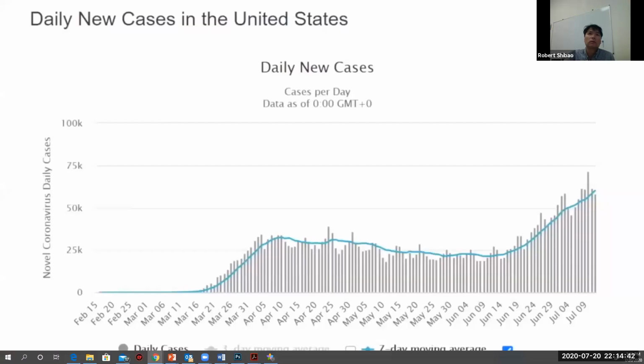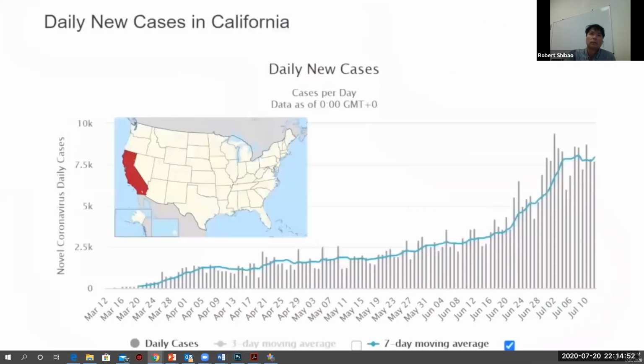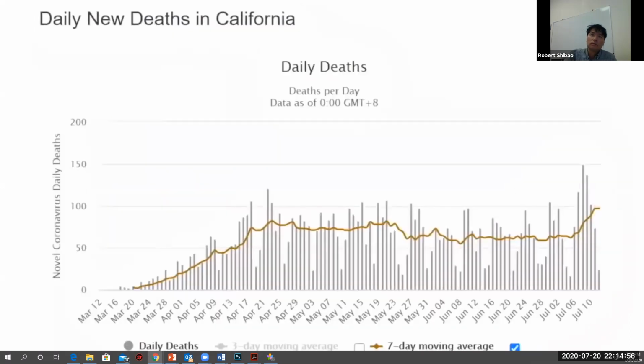Let's quickly take a look around the world. Daily cases in the United States continue to climb. Daily deaths are now starting to climb in the United States. Interesting, in California, the daily cases have kind of plateaued. Daily deaths in California are on the increase.